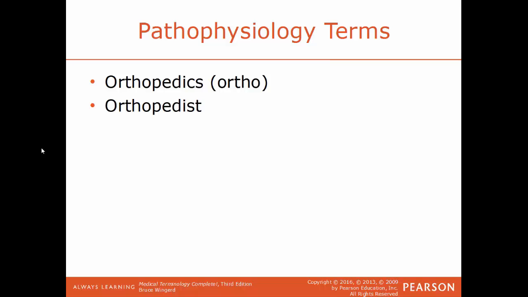Alright, next we'll talk about some pathophysiology terms when it comes to these two systems. The first one, orthopedics. This is a medical specialty that deals with the functional impairment of the skeletal system. And someone who practices in this field of medicine is an orthopedist.